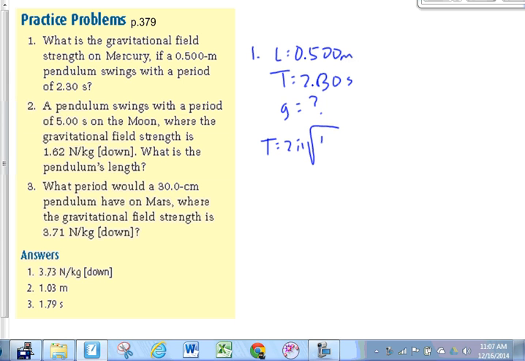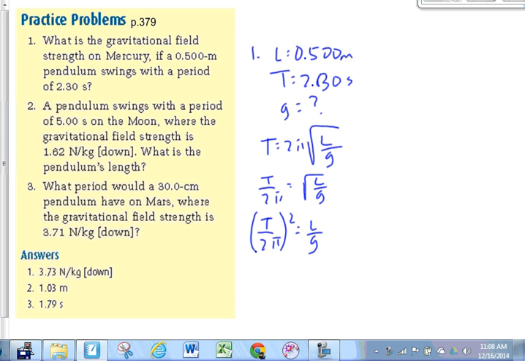What do we get rid of first? Jacob, what do we get rid of first here? Good. And we're going to do that by dividing. T over 2 pi equals square root L over G. What do we get rid of next? Kaylin. The square root, so we're going to do that by squaring it. So T over 2 pi, squared, equals L over G. Good. What do we get rid of next? What do we do next here, Bart?